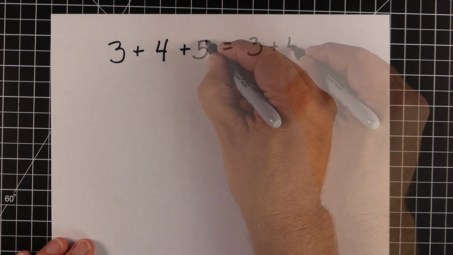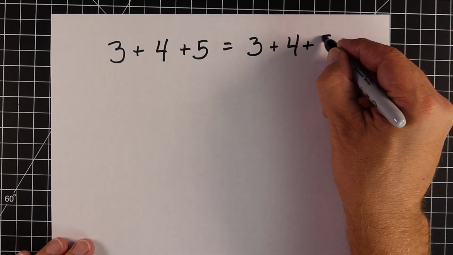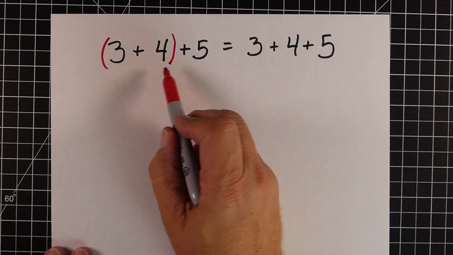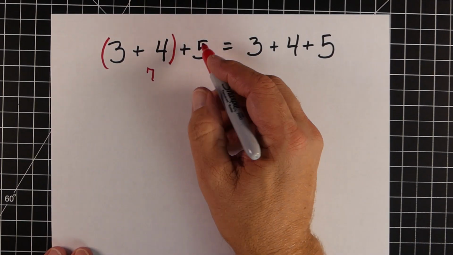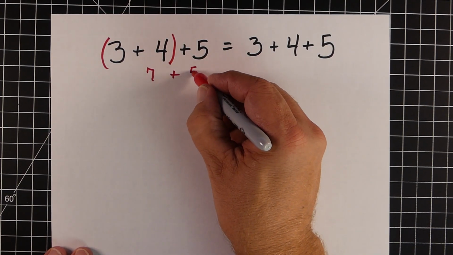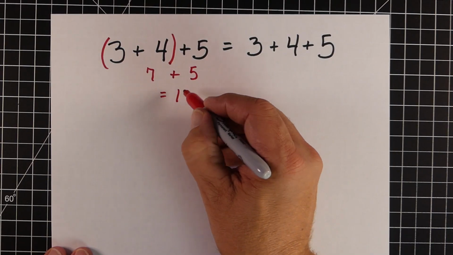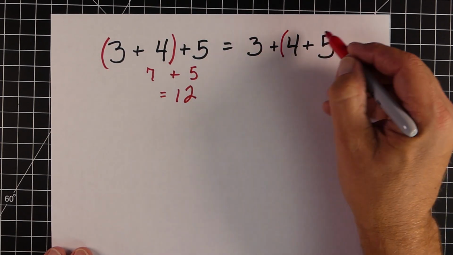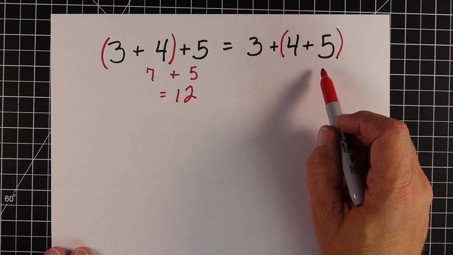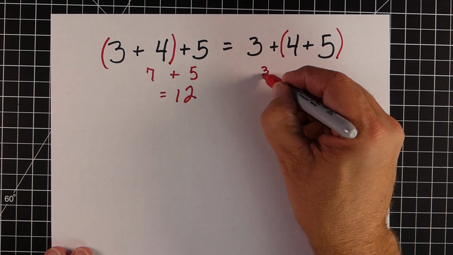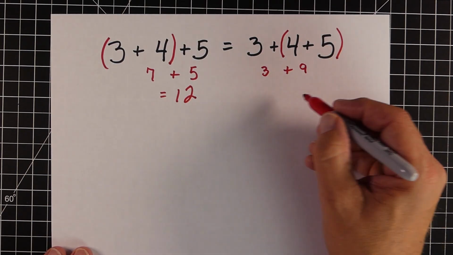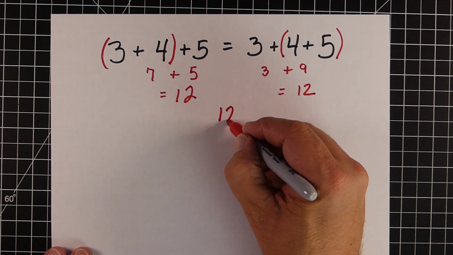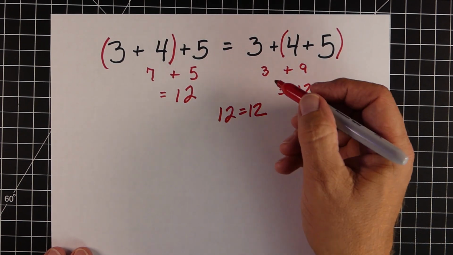In the world of math, we can group numbers together. So if we're adding, we have 3 plus 4 plus 5 on both sides. It doesn't matter how we group them. So on the left side, if we group the 3 and the 4 first, that gives us 7. 7 plus 5 is going to give us 12. On the right side, if we group the 4 and the 5 together first, that's going to be 9. So 3 plus 9 is also going to equal 12. So it doesn't matter which way we group it, we're going to get the same answer. In this case, 12 is going to equal 12.